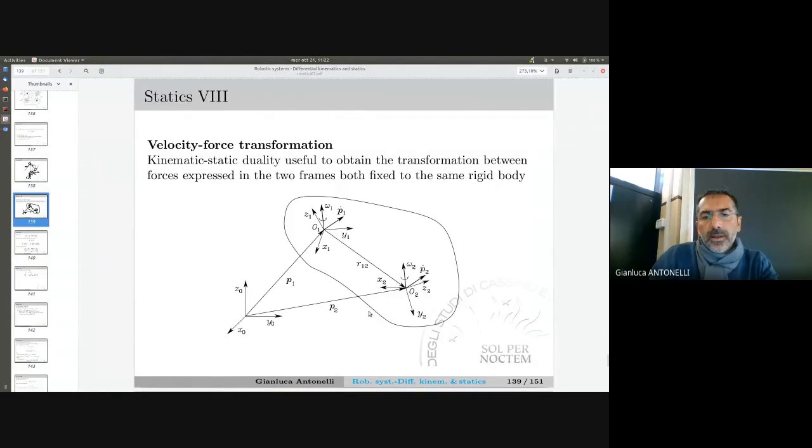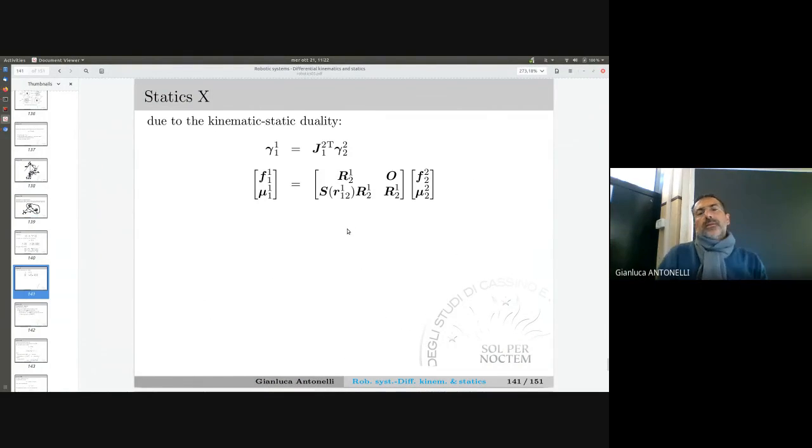So this is L12. I have the two frames. How to compose the force is intuitively quite clear. The linear force I only need to rotate, and for the moment I have a rotation of the moment and a contribution of the transported linear force, the lever effect, so to speak. Okay, and this will be used later on to compute the dynamics of a robot.